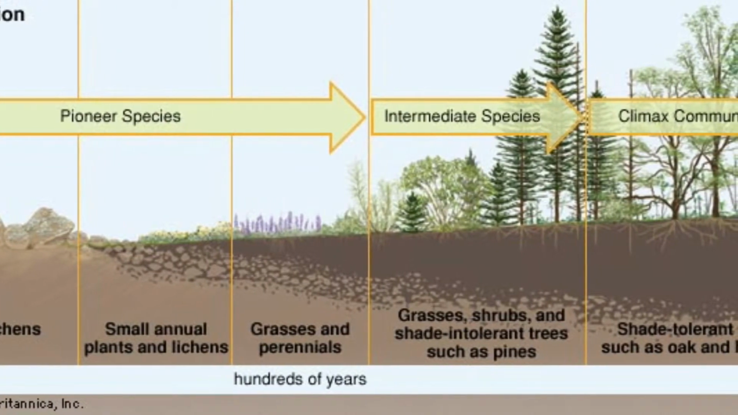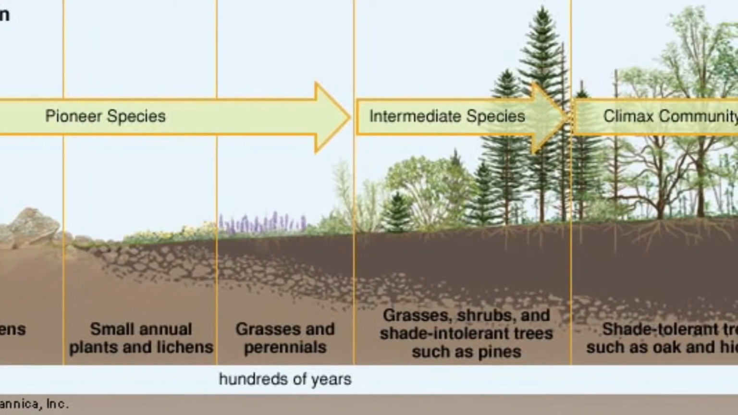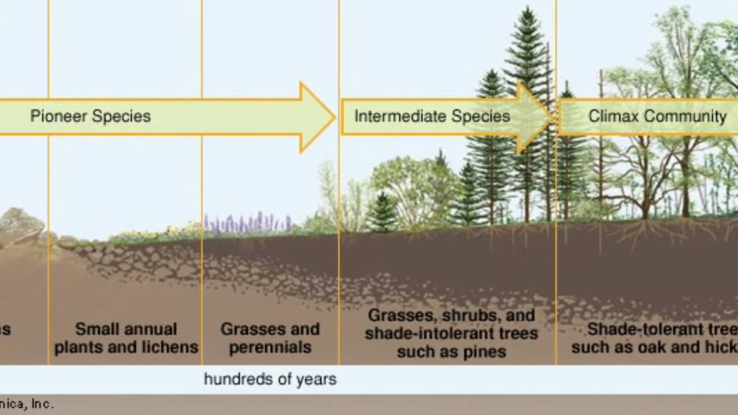Bare rock succession involves the attachment of lichen to rocks, followed by the step-by-step arrival of replacement species up to the climax community.